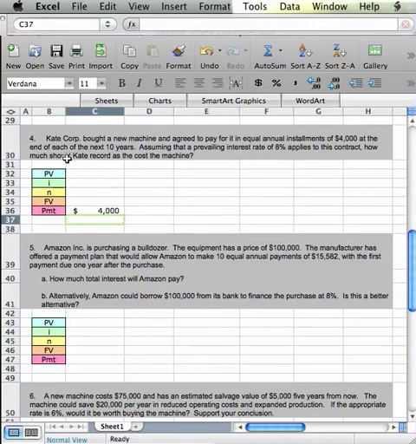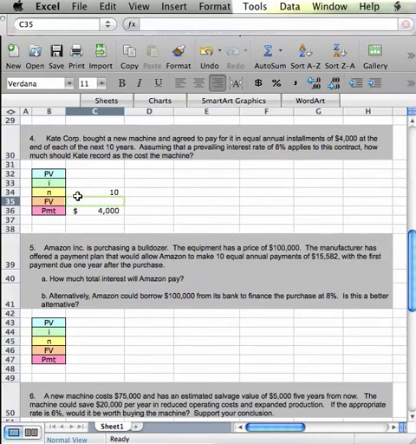She's going to make those payments at the end of each of the next 10 years. So here we know 10 years is our period, and we also know that she's making the payments at the end of the year. So that tells us it's an ordinary annuity. And again, when we go into the formula for Excel, we're going to make sure we enter the type as 0, or we're going to leave it blank.